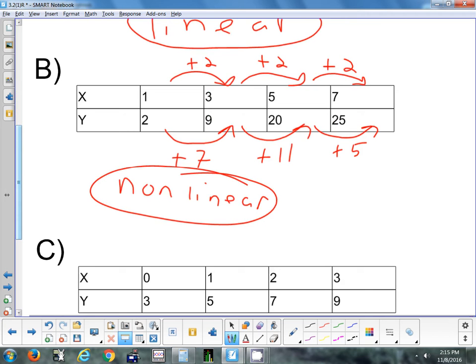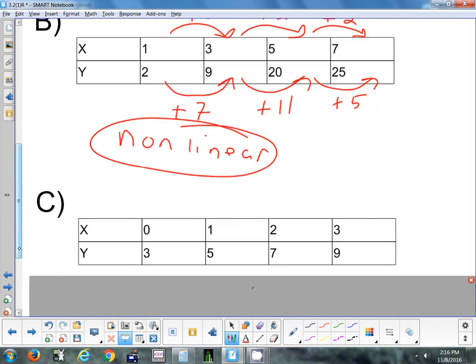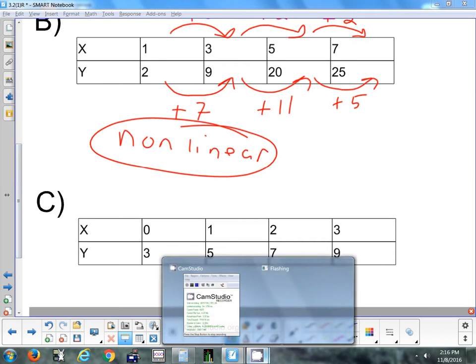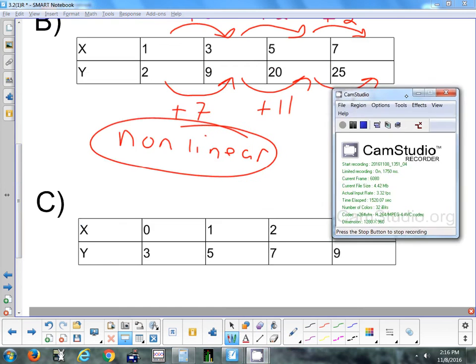Okay, so take a second and copy down example C and see if you can figure out if that's linear or nonlinear. If you ever got really stuck, you could take graph paper and draw this. Okay, but that's going to be a long way to do it. So take a second, see if that comes out linear or nonlinear.